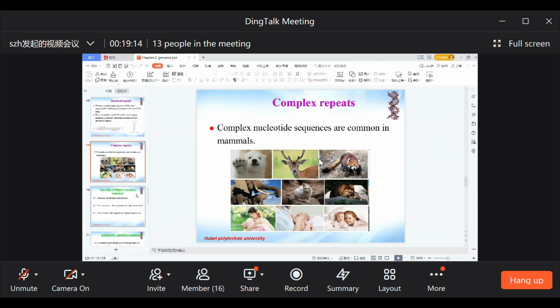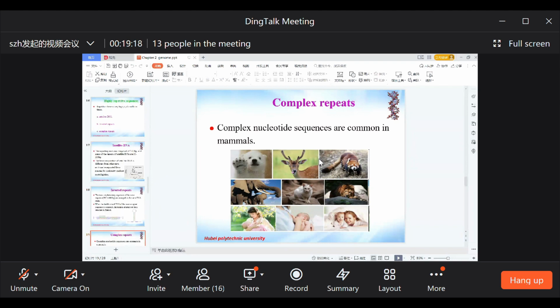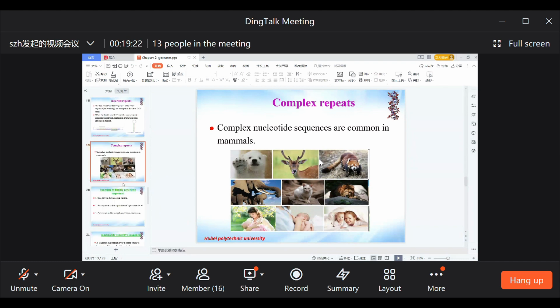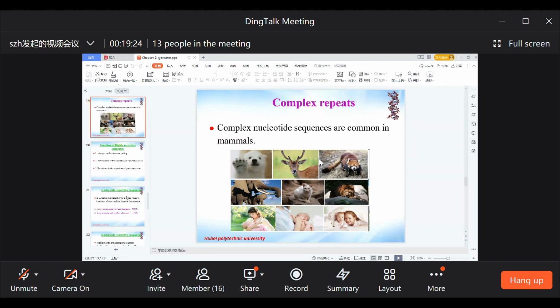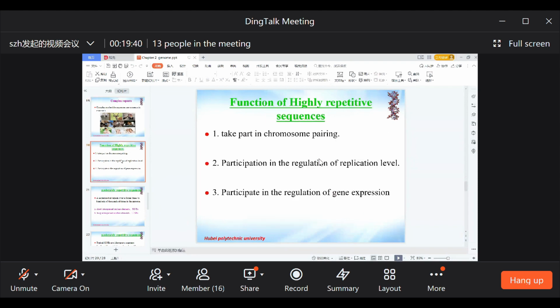And here, for the highly repetitive sequence, it may exist in the telomeres, in the centromeres, and so on. All of this kind of sequence never takes part in the coding function.